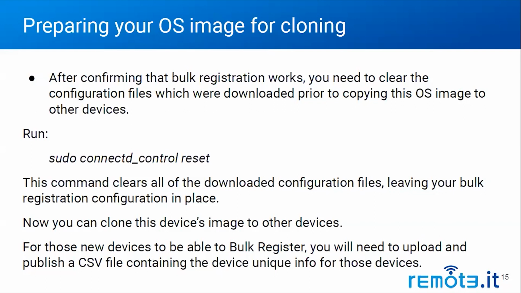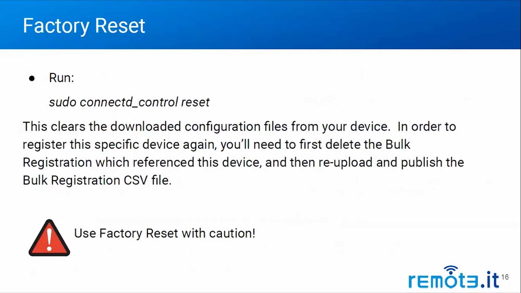Now, of course, for the new devices, in order to be able to bulk register, you'll need to upload and publish a CSV file containing the device unique information for those devices. I have to make a comment here about factory reset. This command, sudo connectd reset, as I said before, clears off all the downloaded configuration files from your device. In order to register this specific device again, you'll need to first delete the bulk registration which you had uploaded before that reference device, and then re-upload and publish the bulk registration CSV file. We recommend that you use the factory reset function with caution.